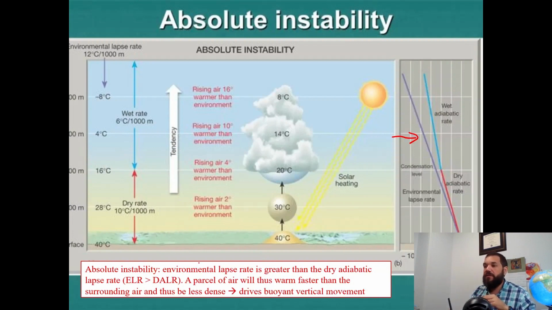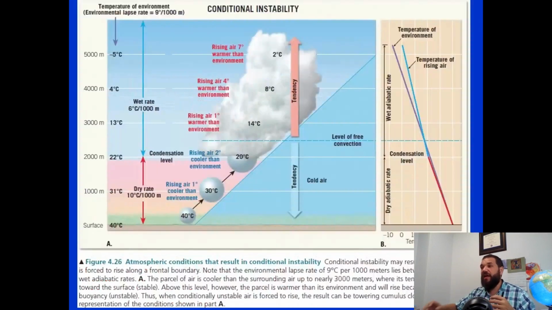Okay, so absolute instability happens when the environmental lapse rate is greater than the dry adiabatic lapse rate. So the ELR is now greater than the DALR. Okay, a parcel of air will thus warm faster than the surrounding air and thus be less dense and will drive buoyant vertical movement of the air. So this is when you've probably seen these thunderclouds. They start rising up. They're really towering tall, 30,000 foot tall clouds, right?